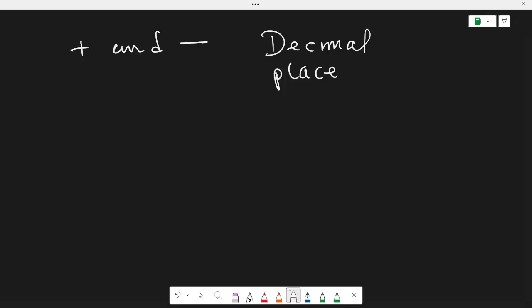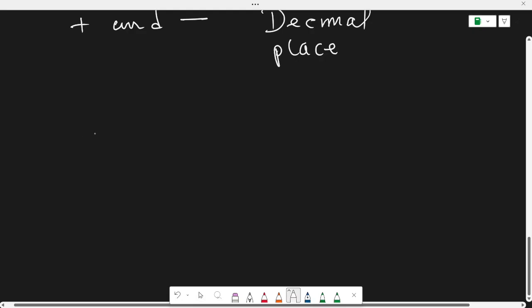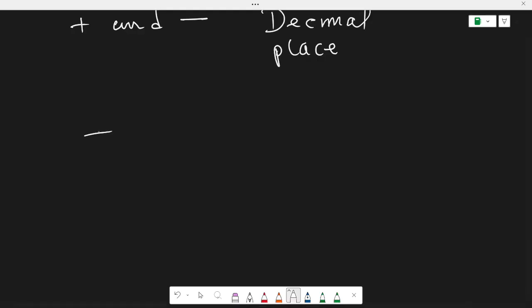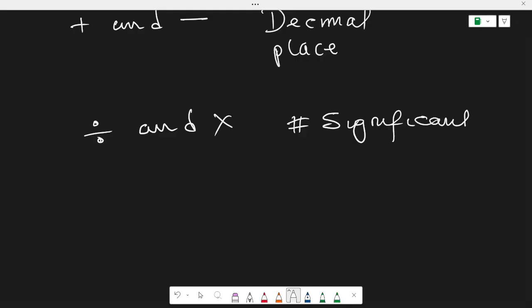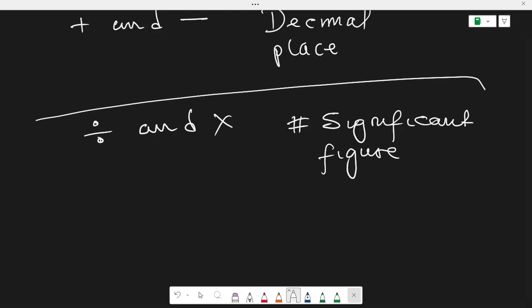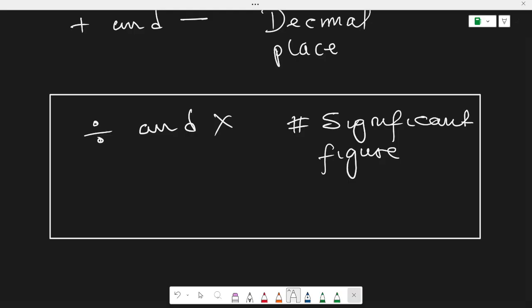I'm sure about that, it will come in the test. And for division and multiplication, consider the number of significant figures, please guys, okay? And you take the one with the least number of decimal places or the least number of significant figures when it comes to division and multiplication. So take note of these guys.